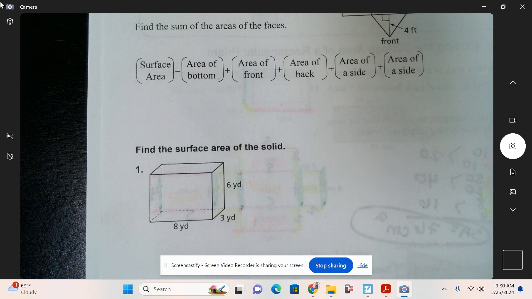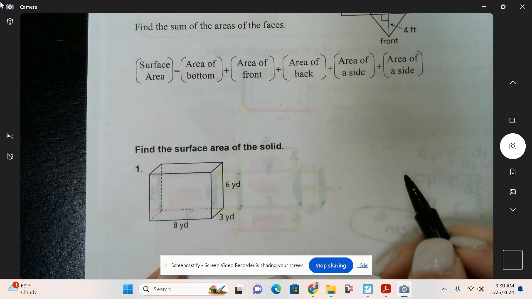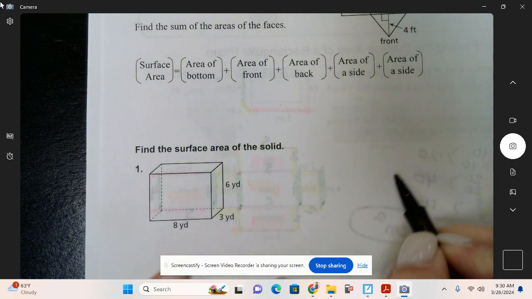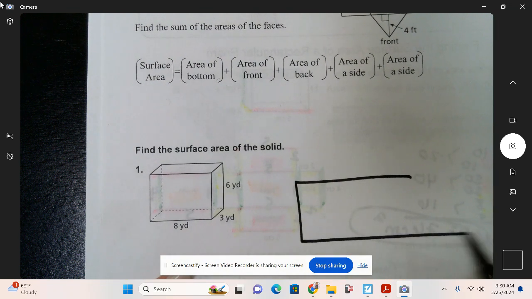We can draw a net, and I'm going to show you a fast way to draw the net. So look at your paper, get your pencil. Here's a quick way to draw a rectangular prism net. You're going to draw a long rectangle.